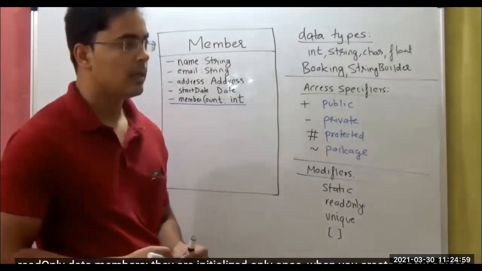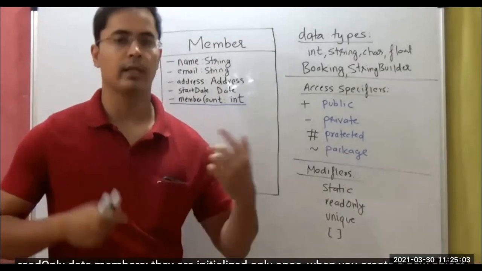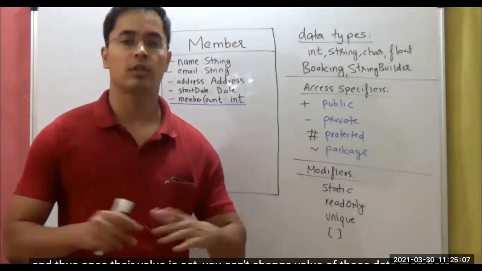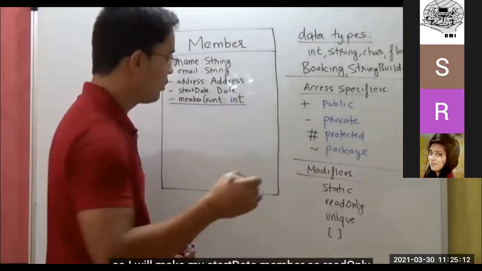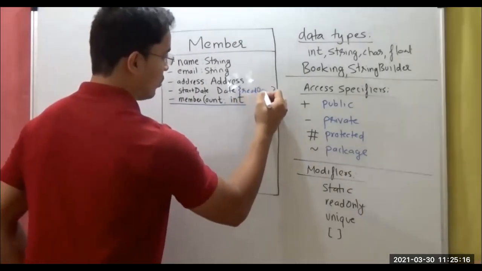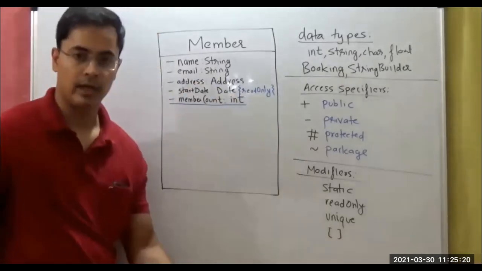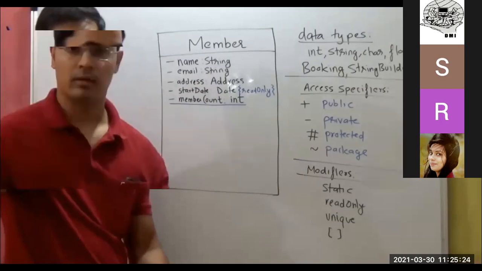Read only means they are initialized only once when you are creating the object. Once their value is set, you cannot change the value of those data members. So we'll make start date as read only. Inside those braces, I'll write read only. Once you set the value of this start date variable while you are creating the object, that's it. You cannot ever change that value again. It will be read only.